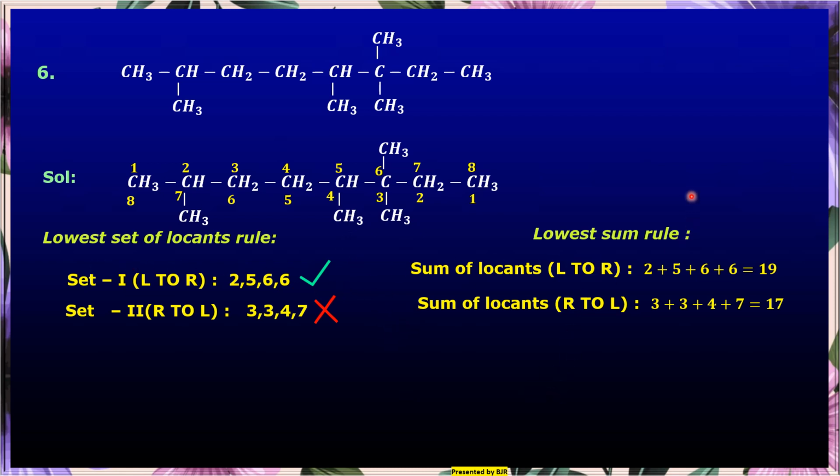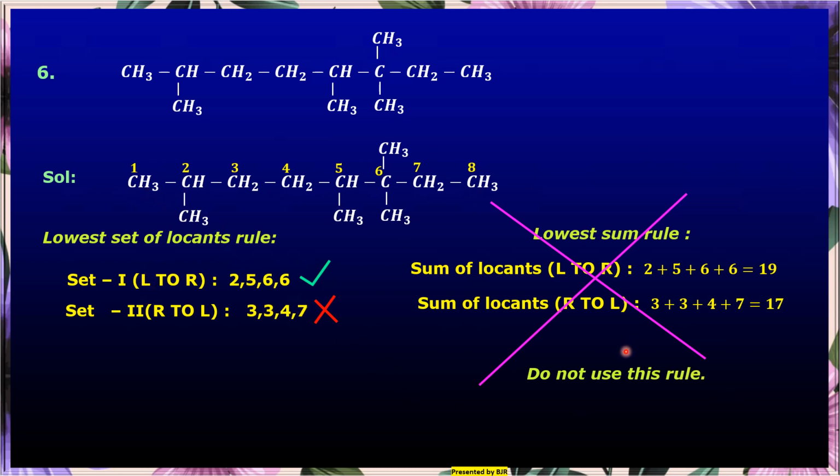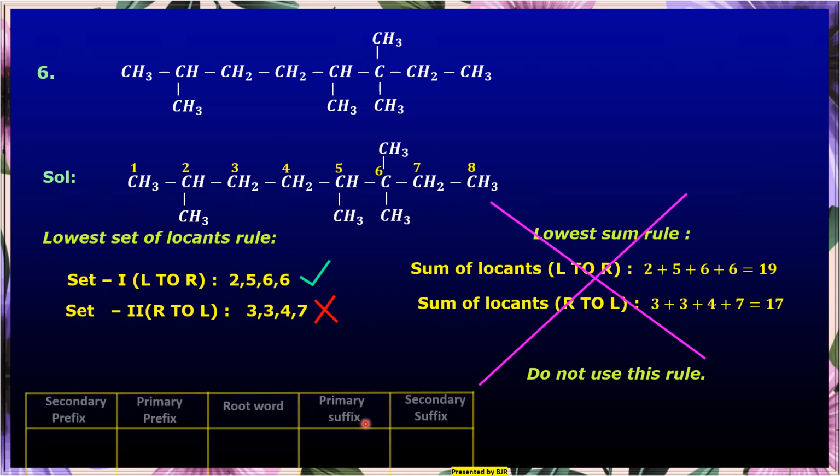At that time, we should not use the lowest sum rule. We have to go for the lowest set of locants rule, because it is more preferable than the lowest sum rule. So do not use the sum rule. Numbering from left to right is correct. Remove the numbers from right to left.